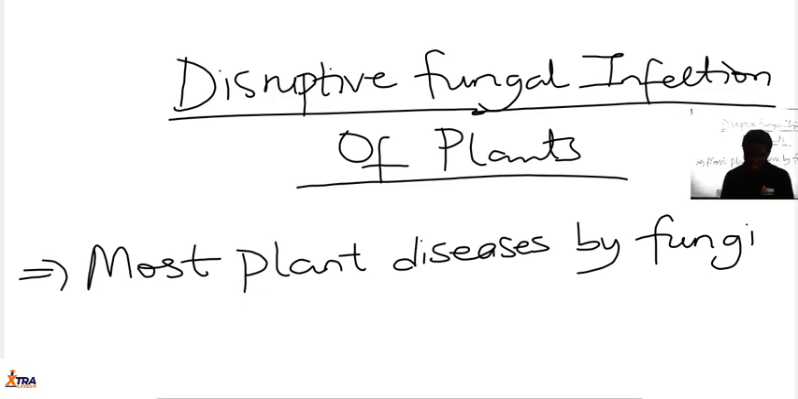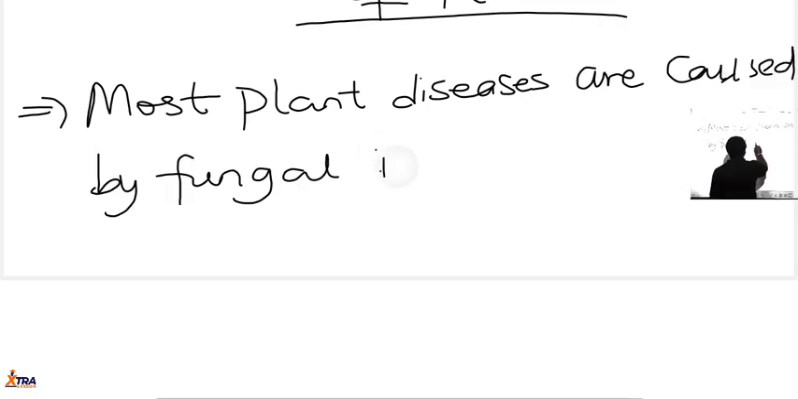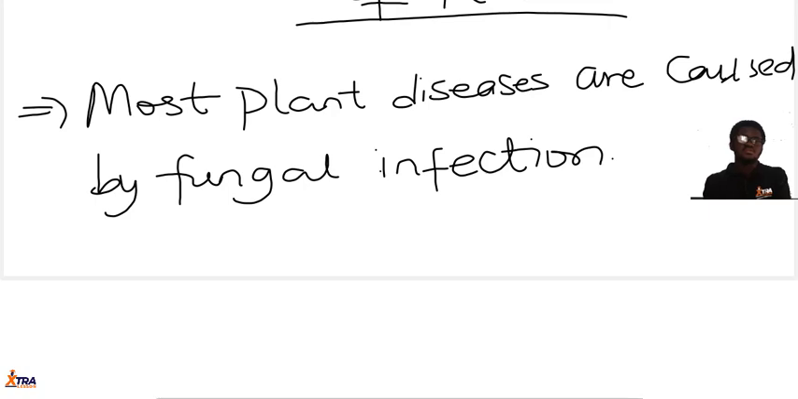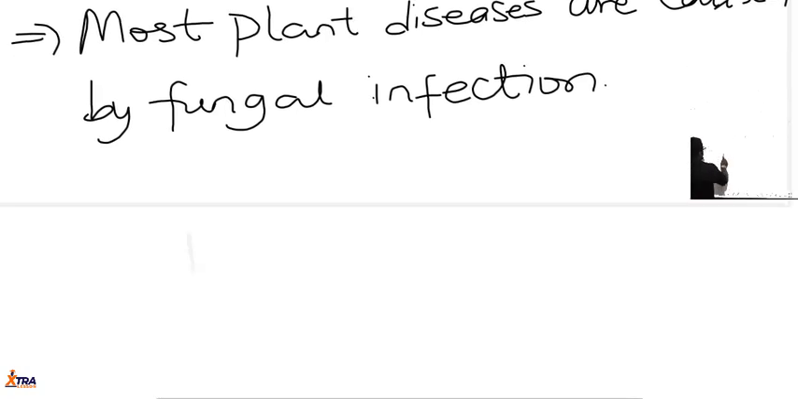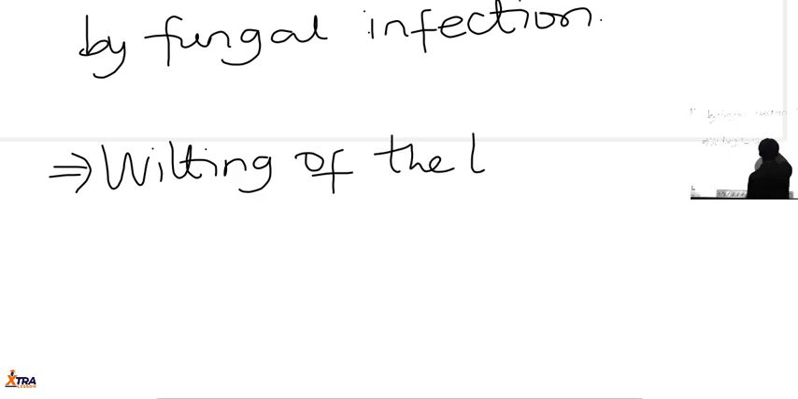A large number of plant diseases are caused by fungal infections. So most plant diseases are caused by fungal infection. Similar to what you have for bacterial infections, with fungal infections you also have wilting of the leaves and stems. You also have that happening here.